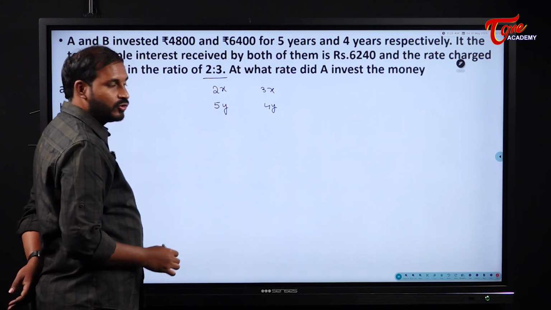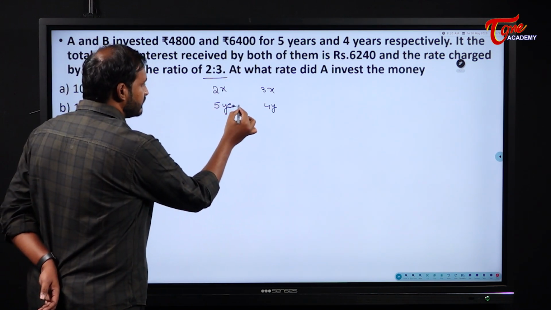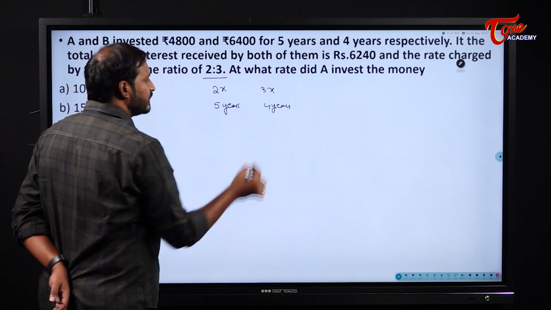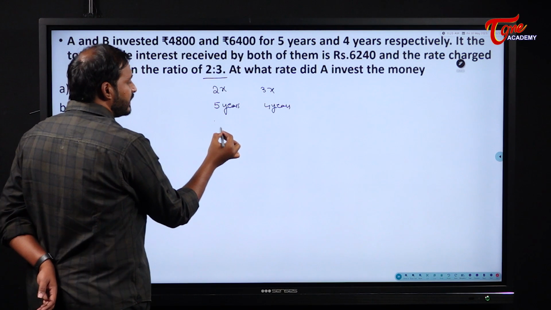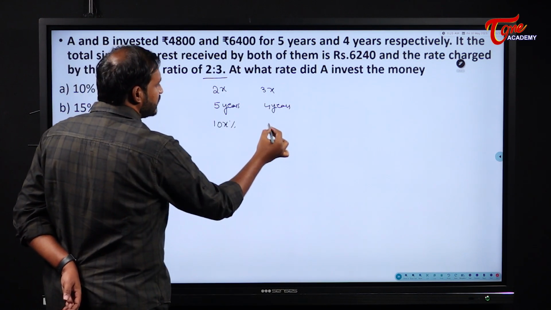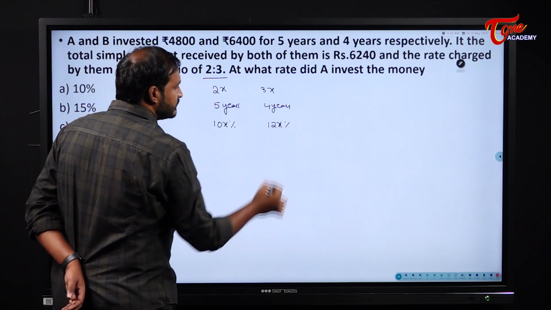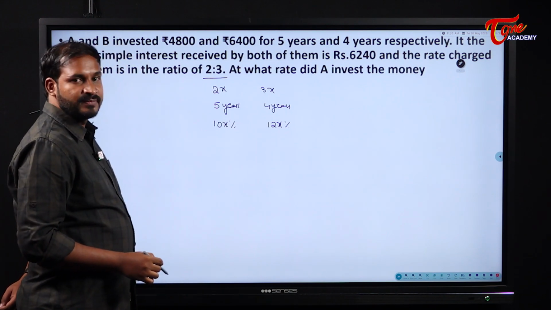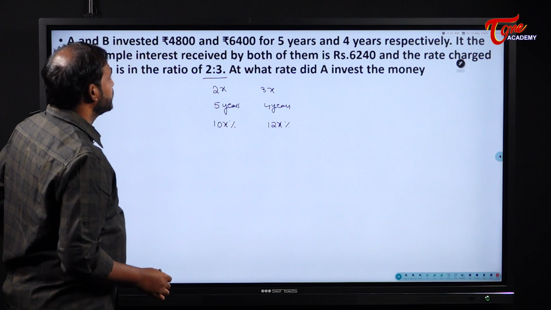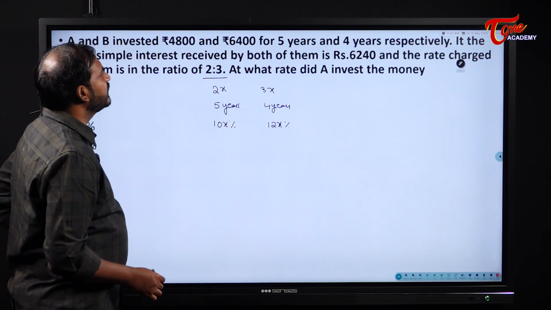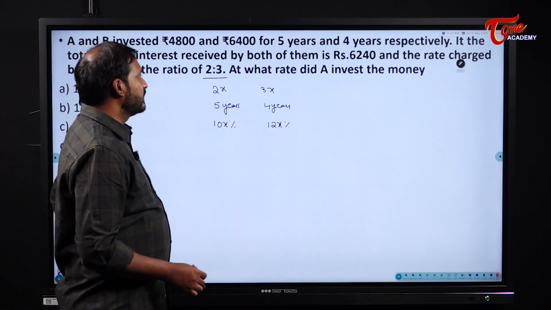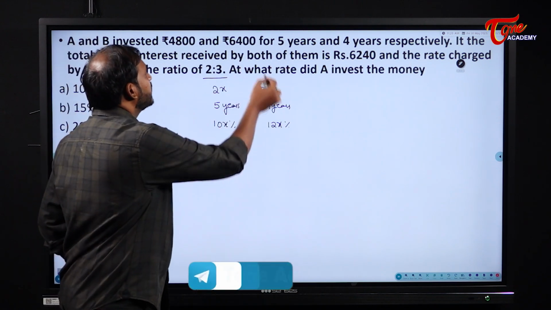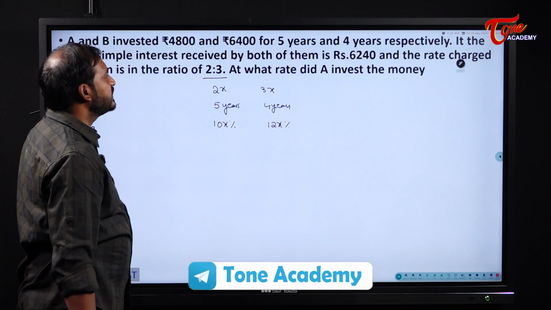What is the rate of interest here? Tell me. This is years, not Y. So what will you get here? 10x percentage. What will you get here? 12x percentage. 10x percentage and 12x percentage. Now the overall interest is 10x percentage of 4800 plus 12x percentage of 6400. That is equal to what?